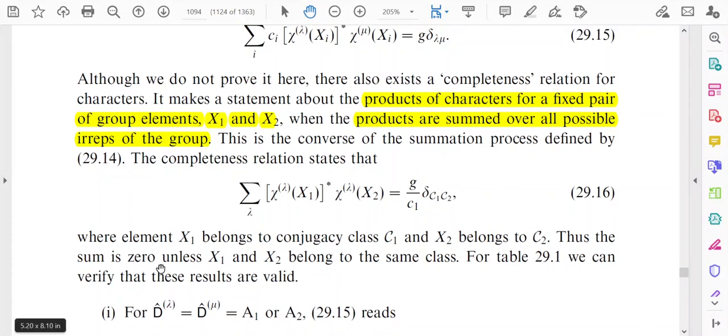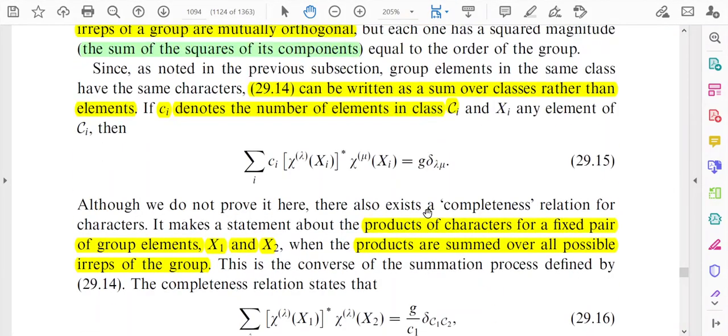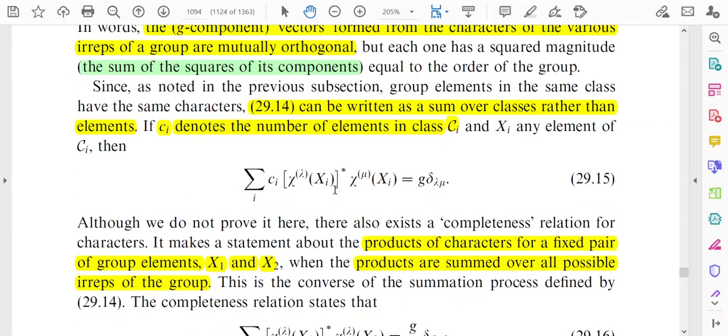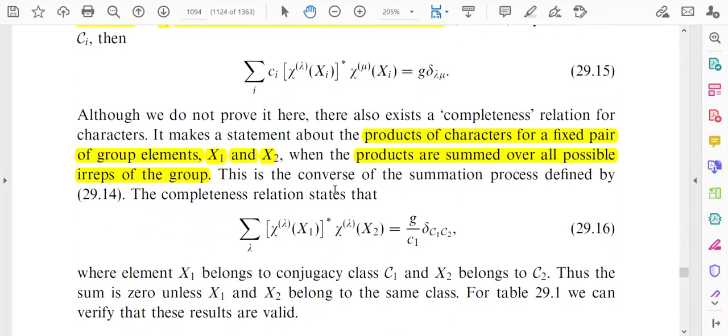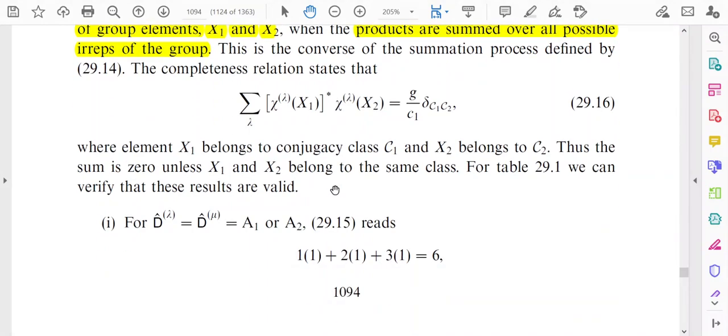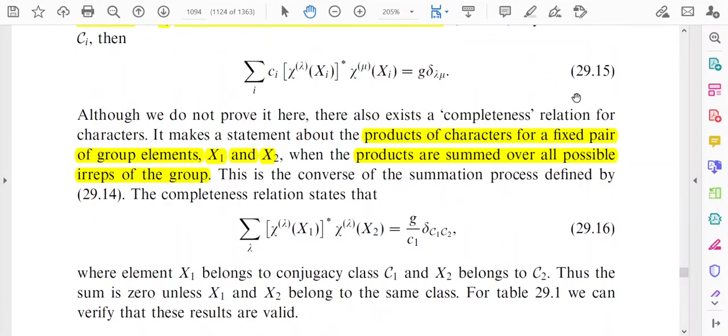Thus the sum is 0 unless x1 and x2 belong to the same class. So it will give a value only when x1 and x2 belong to the same class, otherwise the right hand side will be 0 as per the Kronecker delta function. Now I will discuss these rules corresponding to the character table which we have already discussed. Let us check the applicability of equation 29.15.